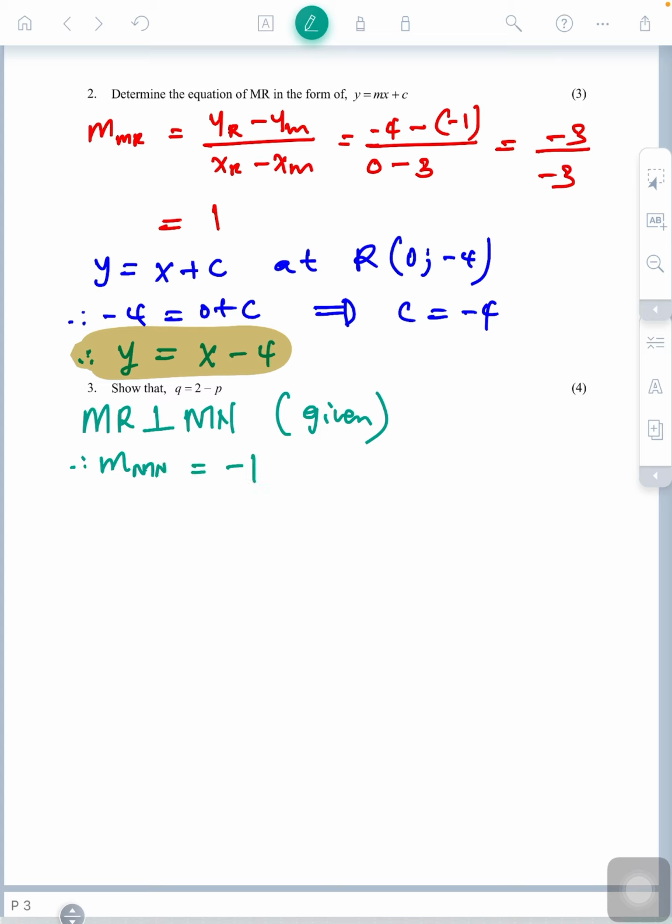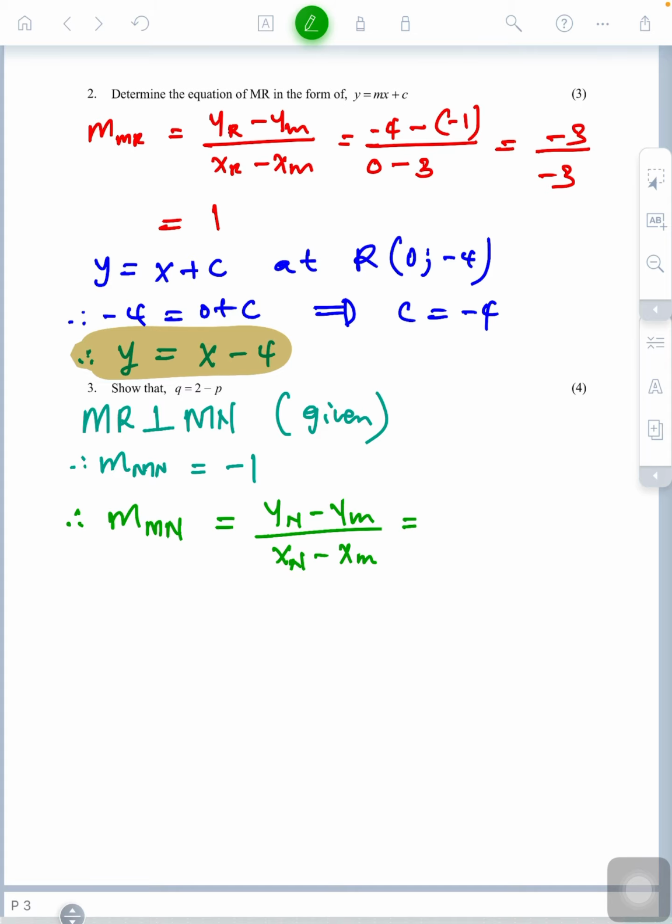is going to give us -1 if the gradient of MR is 1. This implies that the gradient of MN is -1. But now I can find the gradient of MN. How do I find that? I have the point M, I have the point N. So I'm going to say to myself, therefore, the gradient of MN is going to be y at N minus y at M divided by x at N minus x at M.